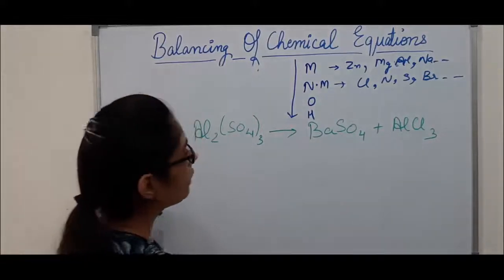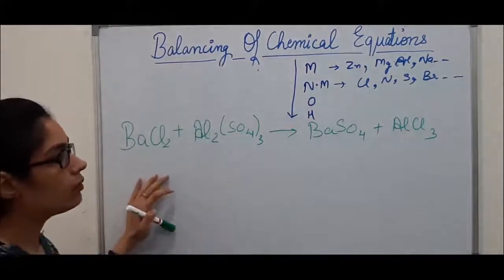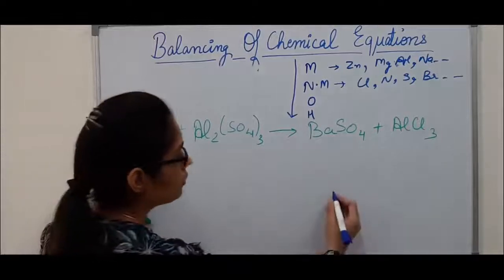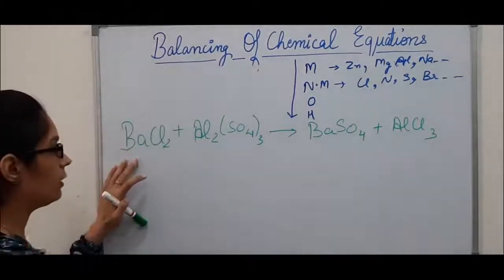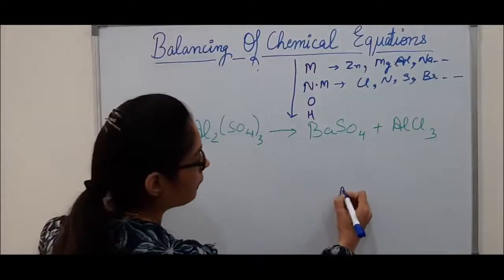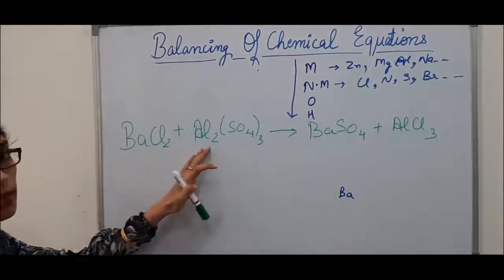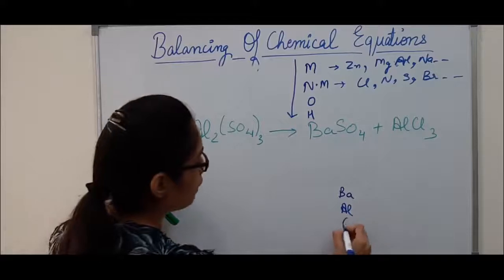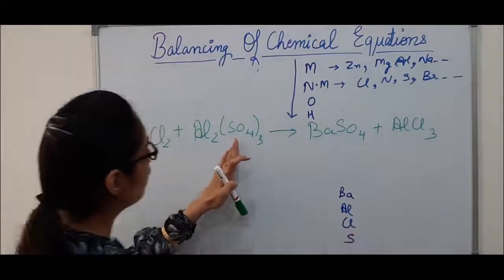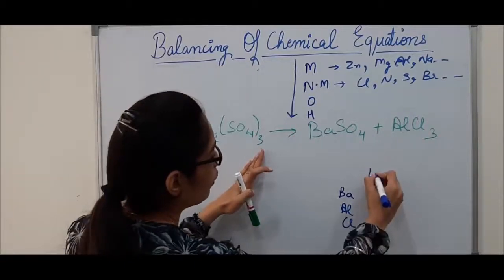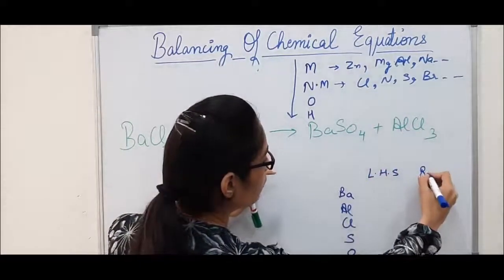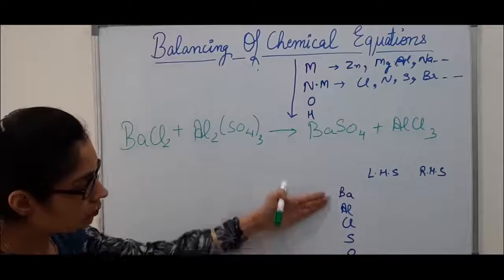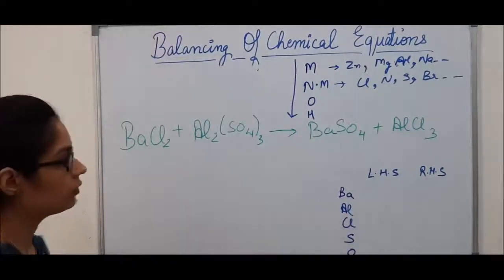Now we will balance this chemical equation. First we will write the number of atoms of each element, and we will also recognize which is metal, which is non-metal, and accordingly we have to proceed. So first I know I have to check for metal. Metal here is barium. Barium is metal, and here aluminium is also given. Now chlorine, which is non-metal, and sulfur, again non-metal, at the end oxygen. So I will write down the number of atoms of each element on both left hand side and right hand side. Let's start from barium.